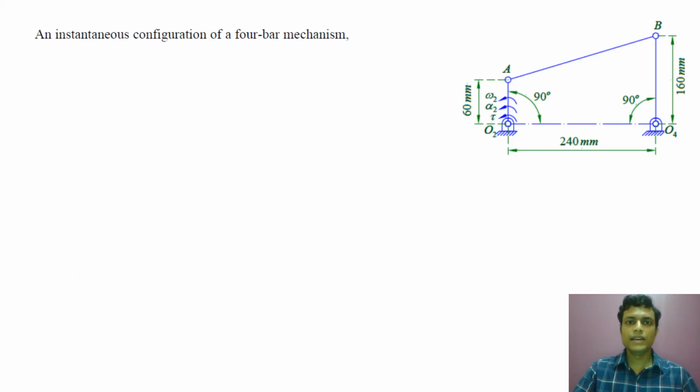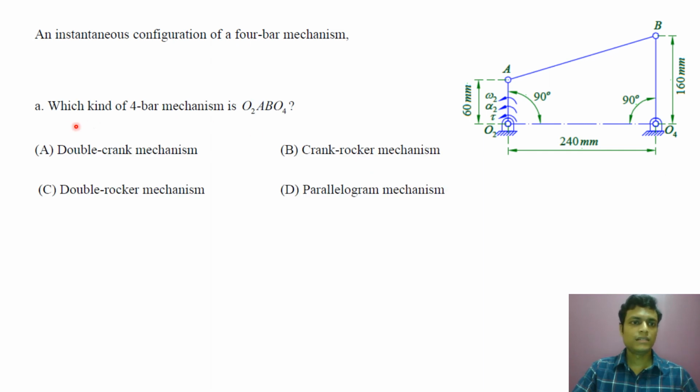Now let us find the kind of this mechanism. This is a 4-bar mechanism. This is a problem from GATE. 4-bar mechanism O2ABO4. What is the kind of mechanism? That is double crank, crank rocker, double rocker or parallelogram. This is not a parallelogram mechanism. Visually we can tell it. This is not a parallelogram. So let us check what this is.